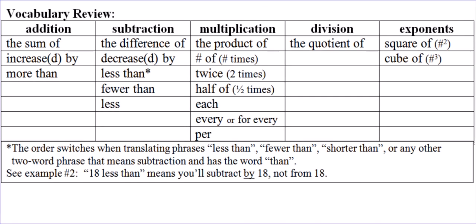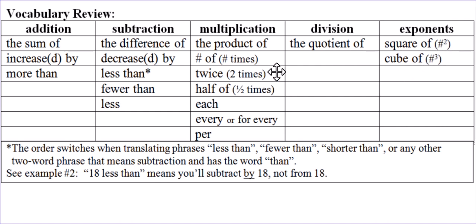Now, vocabulary. This page, this chart, you're going to be looking at a lot. Some of these phrases you might remember from years past, like sum of is addition, difference of is subtraction, product of is multiplication, quotient of is division. Lots of different phrases here that can mean addition, subtraction, multiplication. Only one really phrase that we use for division, and then there's a couple phrases here that mean very specific exponents. Square of is second power, cube of is third power.